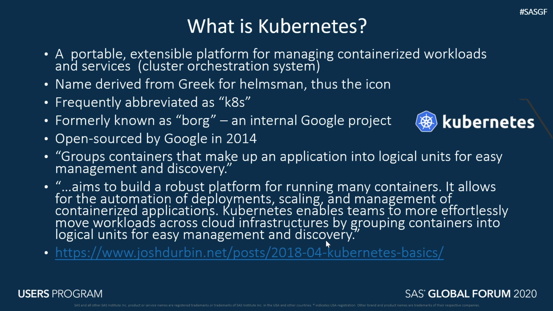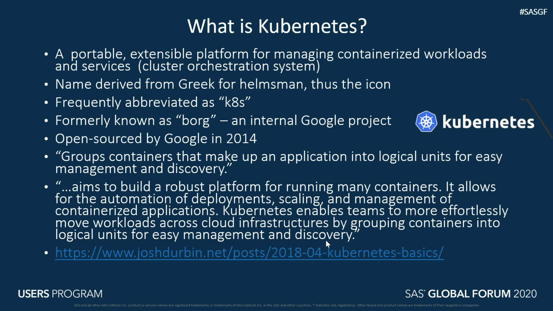It was formerly known as Borg, the internal Google project, open sourced by Google in 2014, and it groups the containers that make up an application into logical units for easy management and discovery. So it's about being able to manage these containers as sets and groups that belong together and making sure it is a robust deployment, meaning that if something happens to a container, it can stop it and spin up another one. If it needs to scale up containers to handle a load, you can allow Kubernetes to do the scaling for you, adding more containers and then dropping back down. Especially if you're having to pay for cloud resources, for example, you can save some money there.